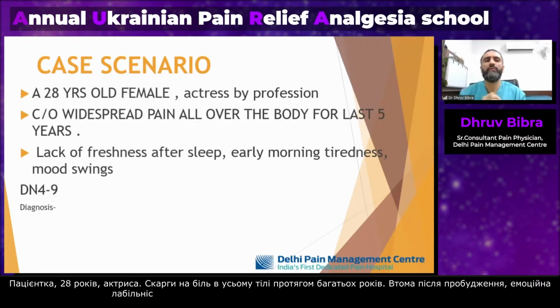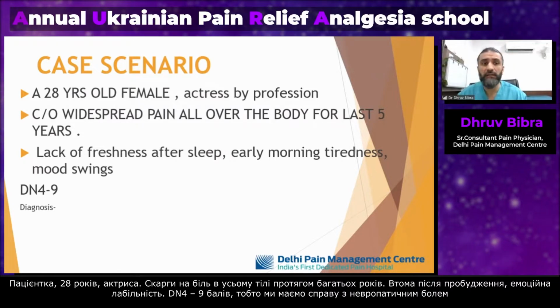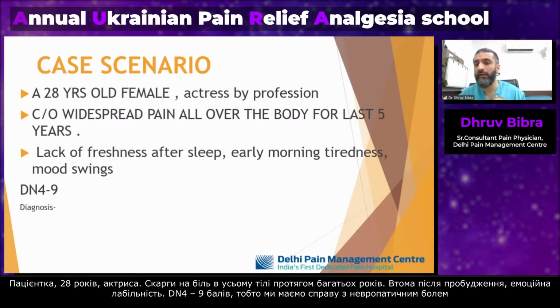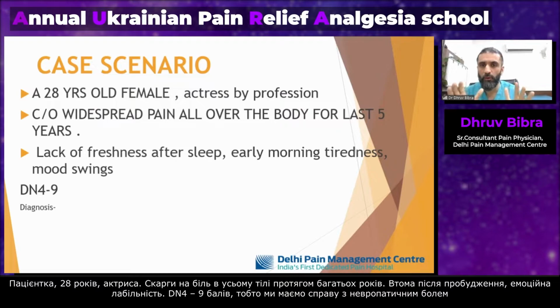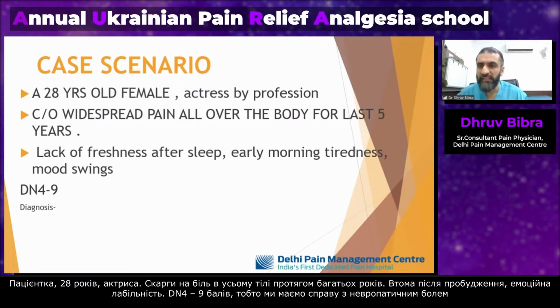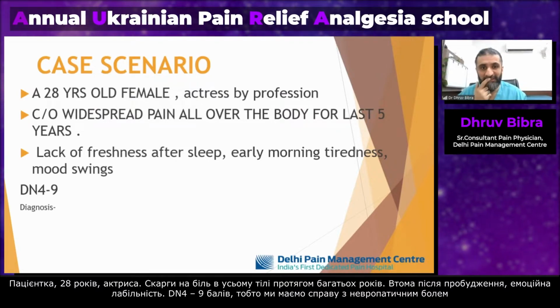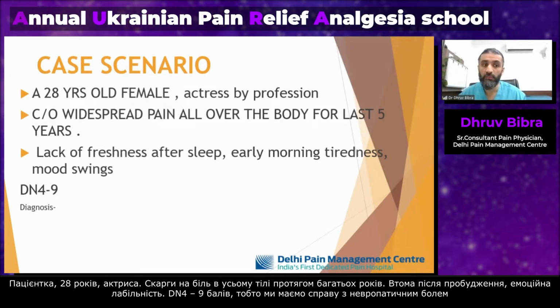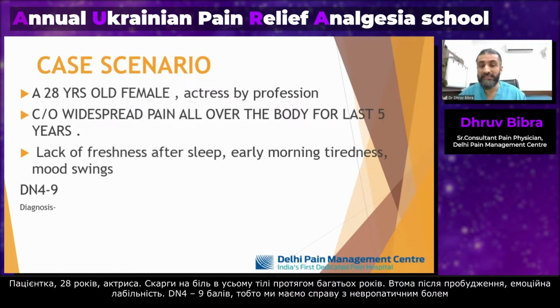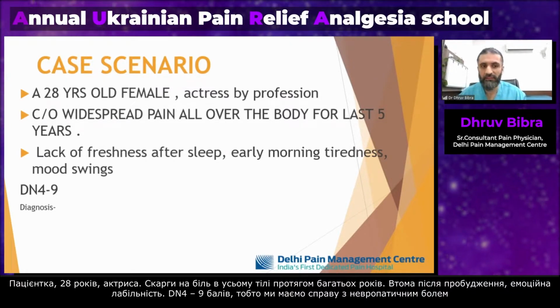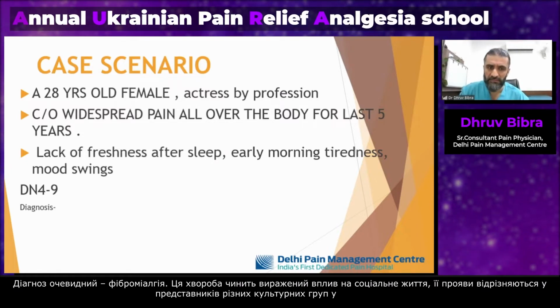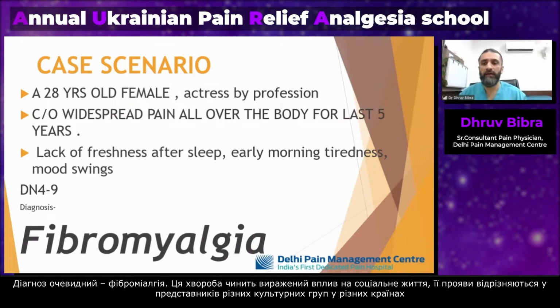Now, moving on to the 28-year-old female patient, an actress by profession, complaining of widespread pain all over the body for many years. Lack of freshness after sleep, early morning tiredness, mood swings, DN4 is 9. So definitely we are dealing with neuropathic pain. So the diagnosis is clear, crystal clear. We are dealing with fibromyalgia.